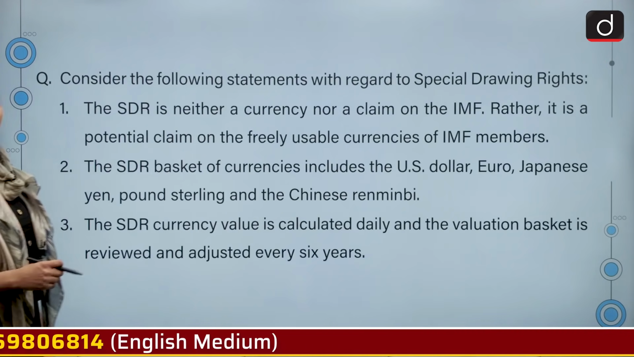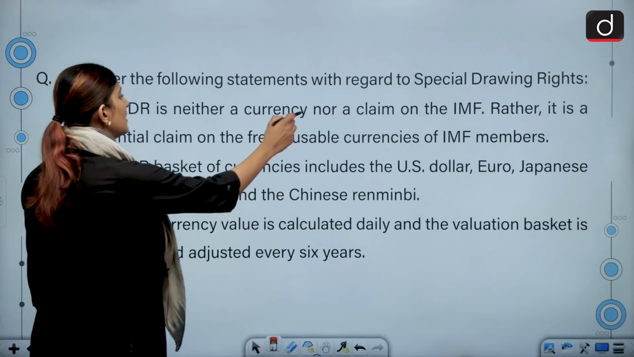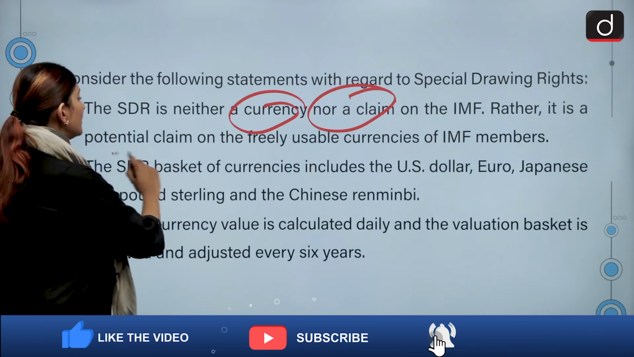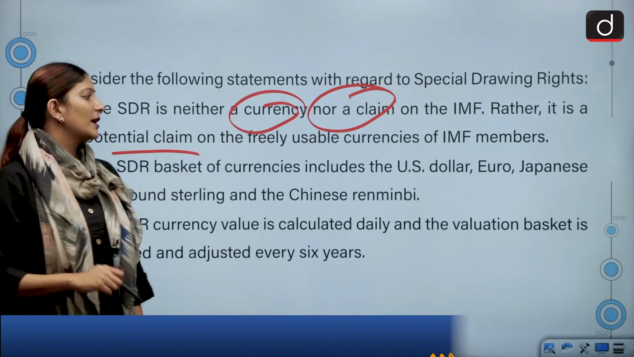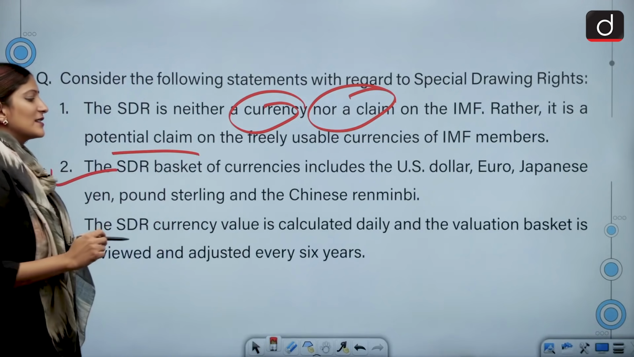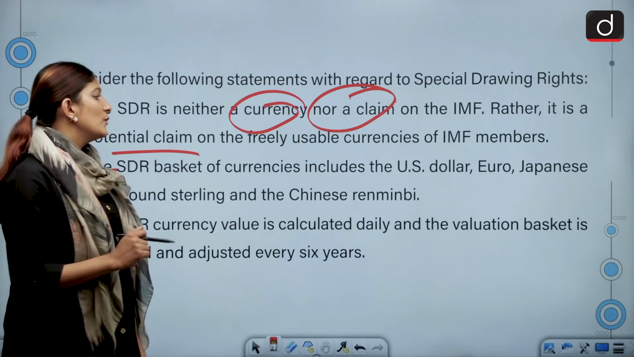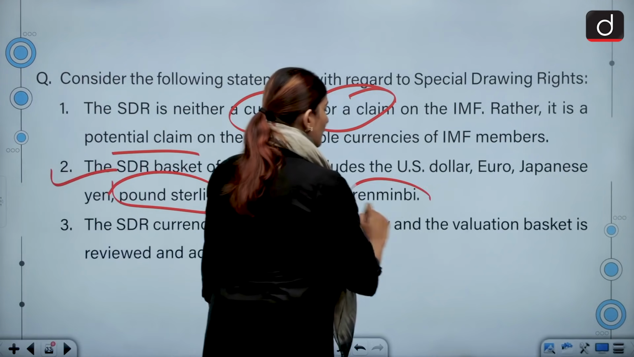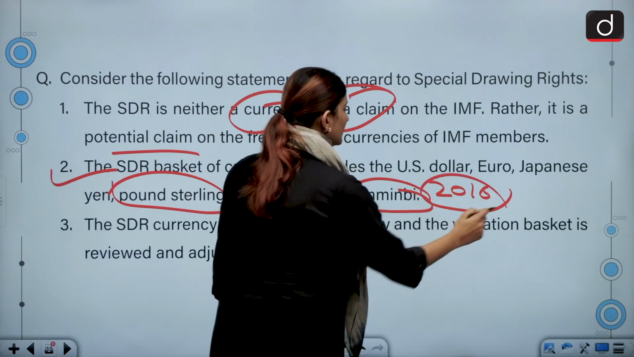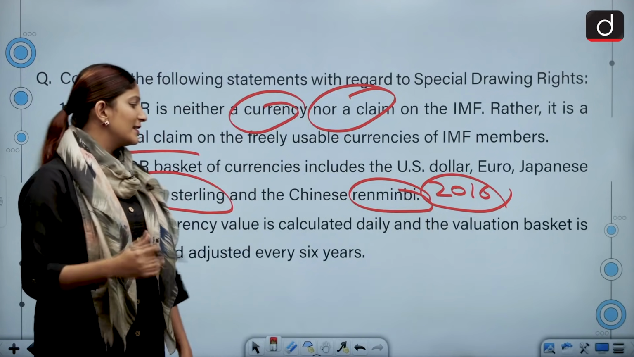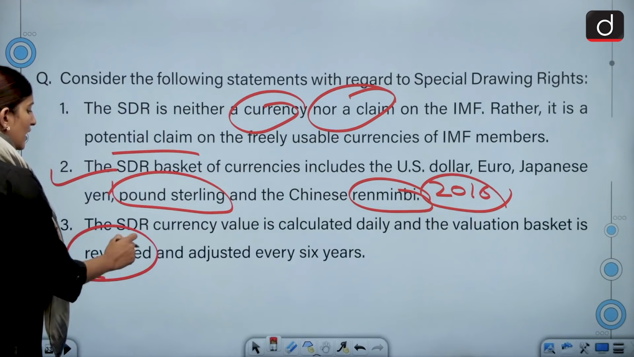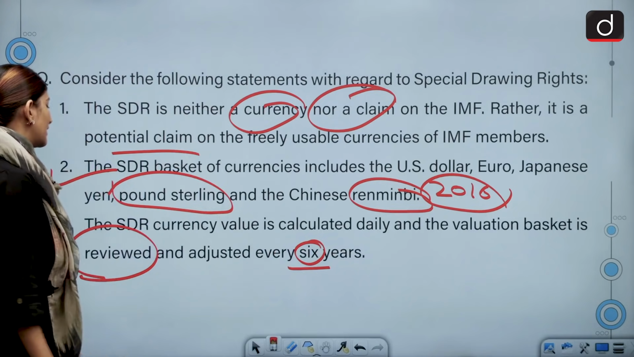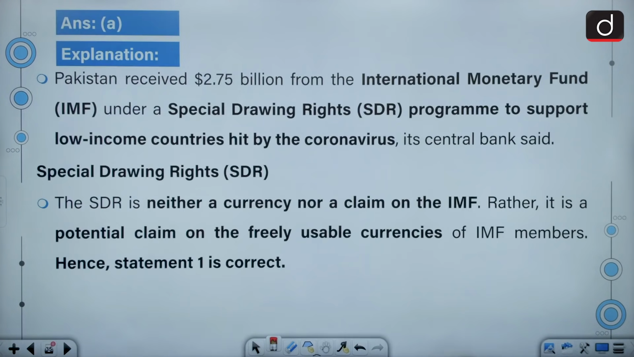So, special drawing rights, these are neither a currency nor a claim on the IMF. Rather, it is a potential claim on the freely usable currencies of the IMF members. And the SDR basket does consist of the euro, the US dollar, Japanese yen, pound sterling, and the Chinese renminbi that was included in the year 2016. So these two statements are correct. And the basket has to be reviewed and adjusted every 5 years. Here it is written 6 years. So the third statement is not correct. The first and the second are correct. The correct answer should be option A, that is 1 and 2 only.